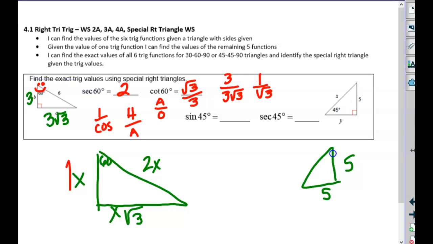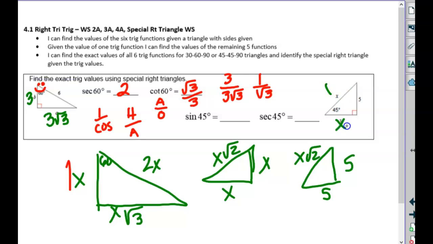This would be 5, 5, and what? Or x, x, and x square roots of 2 on the hypotenuse. Whoops, that's supposed to be 5. All right, so the sine. Guys, if you have the sine of 45 memorized, it shouldn't matter what the picture looks like. What is the sine of 45 always? Square root of 2 over 2.